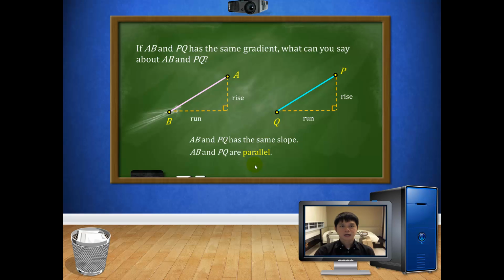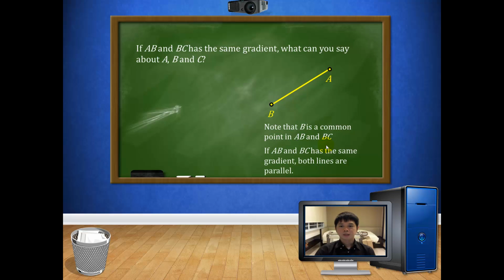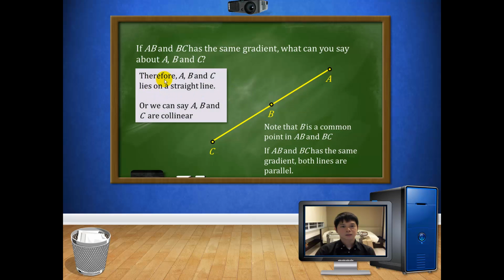Let's look at a slightly different example. If AB and BC have the same gradients, what can you say about points A, B, and C? Now take note that B is a common point in both AB and BC. If AB and BC have the same gradients, both lines are parallel. Now since B is a common point, the lines will look like this. And we can say that ABC lies on a straight line.